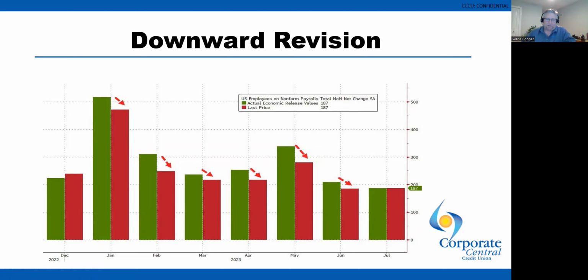Because the numbers come out and then they say, oh, well, maybe they weren't as good. Okay, so what else isn't as good? What else are we missing? Again, not rooting for the recession, but you would think that if employment numbers don't stay strong, there's something to it.